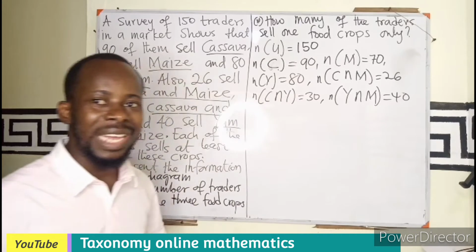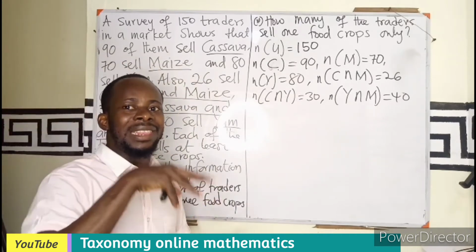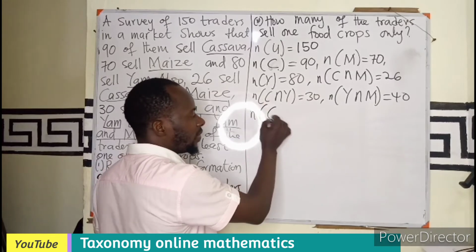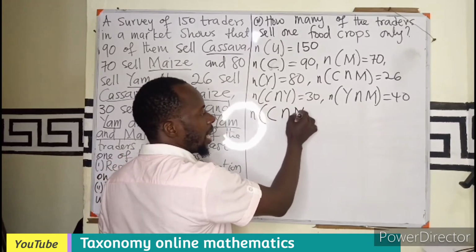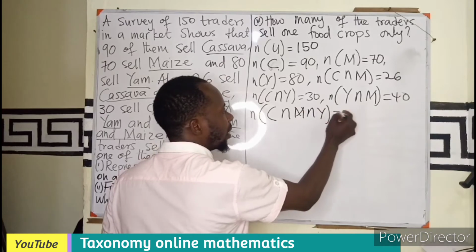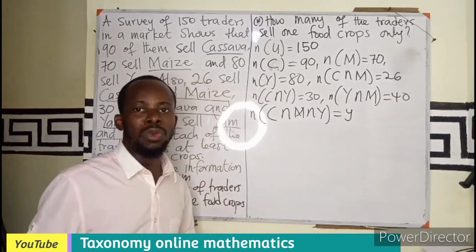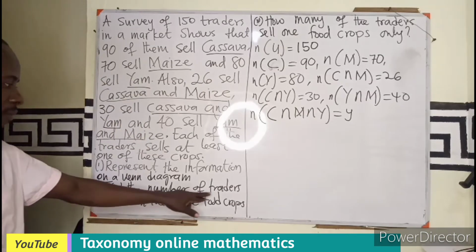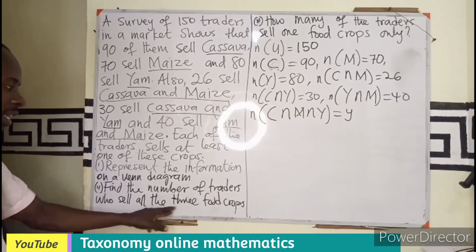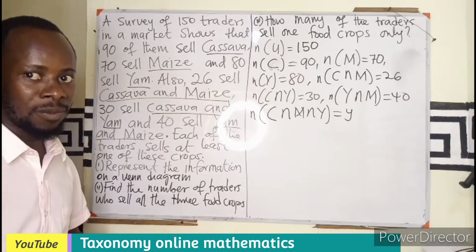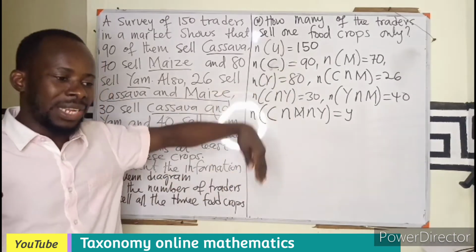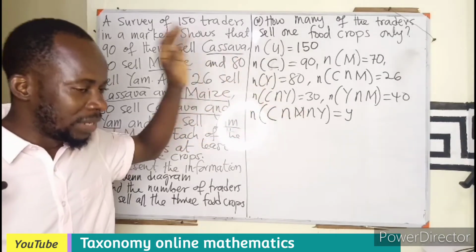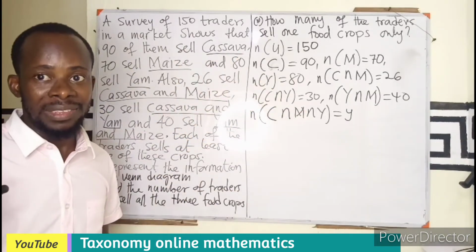But we know in a three-set problem, we need to get the three-way intersection. So we need to find the number of C intersection M intersection Y, which in this case we do not know. Because that is what the question is asking us, to find the number of traders who sell all the three food crops, all of them. Meaning we are looking for the intersection of those who sell maize, yam, and cassava at the same time.